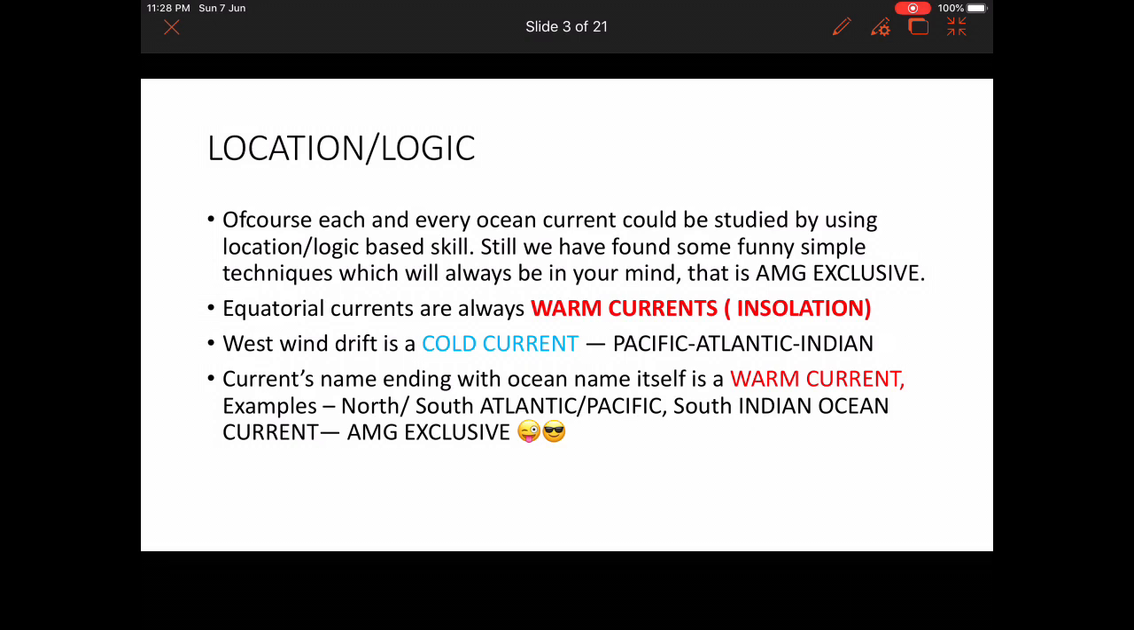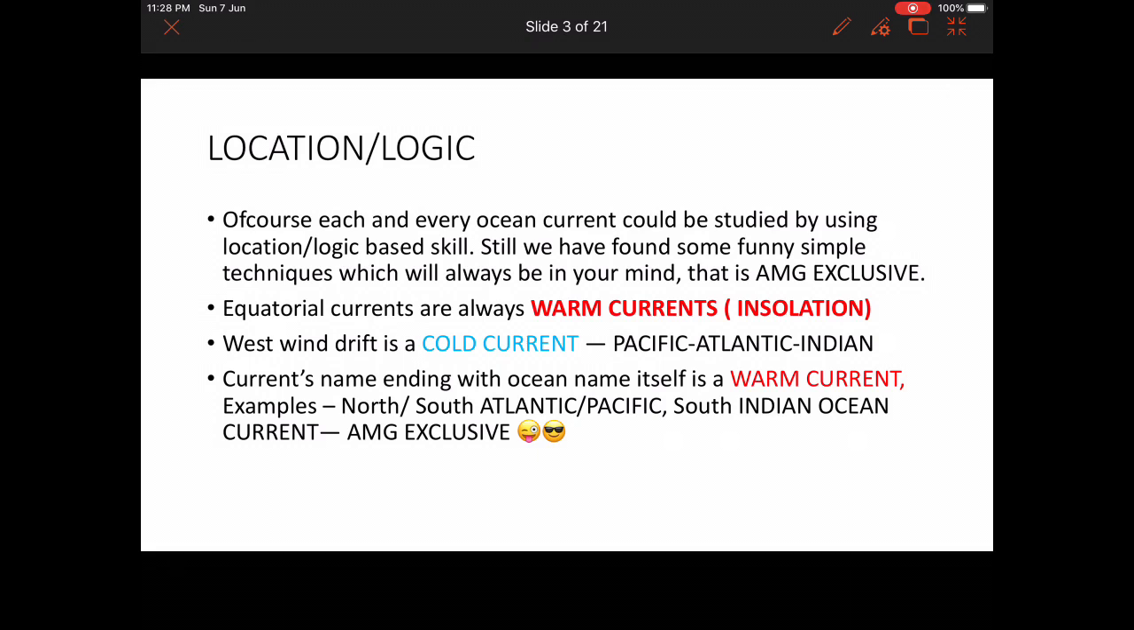Every ocean current related question could be solved by using location or logic based skill. That's sure. But why AMG exclusive is that it will make you remember all the time. It will be in your mind all the time. That's for sure. Okay guys.